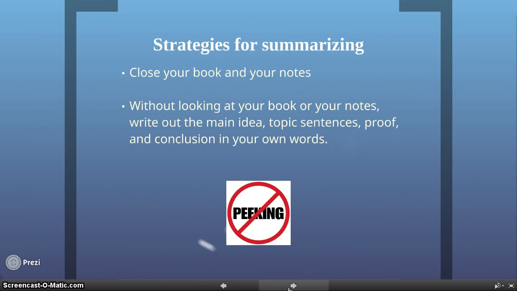Okay, and then we have some strategies for summarizing. Usually a really good strategy for summarizing is to close your book and your notes after you've taken all these notes. And without looking at these, try to write out a main idea, topic sentences, proof, conclusion, or just try to write out what you think this article is about in your own words. A lot of people find the no peeking rule helpful, at least for the draft part, okay?